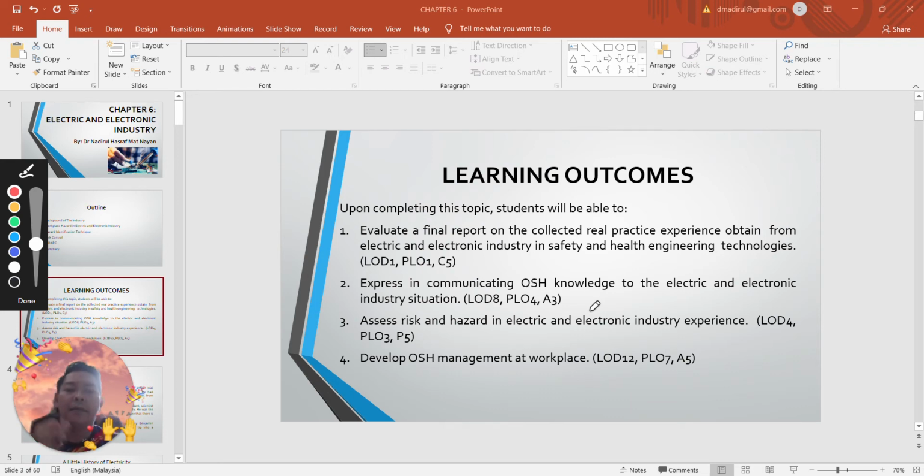The third learning outcome is that we expect the student to be able to assess risk and at the same time assess hazards normally encountered in the electric and electronic industry. The last learning outcome that we expect students to gain from this topic is that students are able to develop OSH management at a workplace systematically.